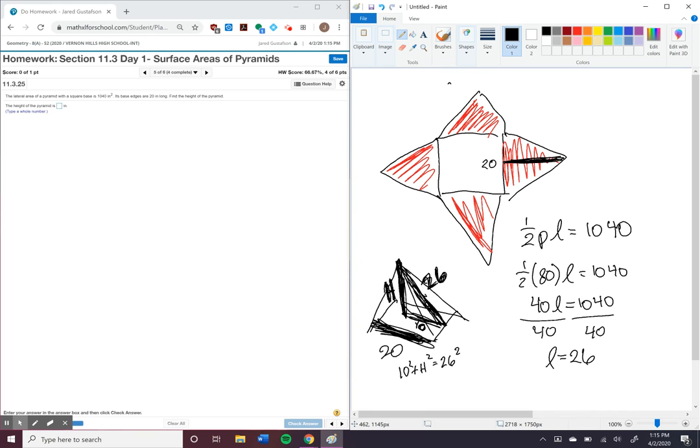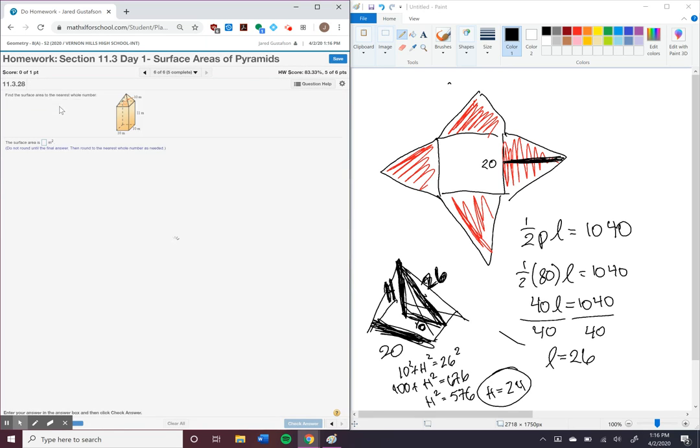Or you might recognize a Pythagorean triple. If you don't, that's okay. Get 100 plus h squared equals, what's 26 squared? I don't even know. 676, which means h squared is 576, which if you take the square root of that, we get 24. So let's see if the height of my pyramid is 24. It is. So this one, we had to find the slant height and set up a right triangle. Jeez Louise. That's a little tough.